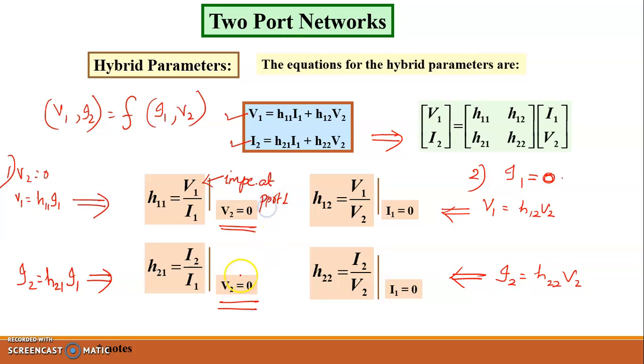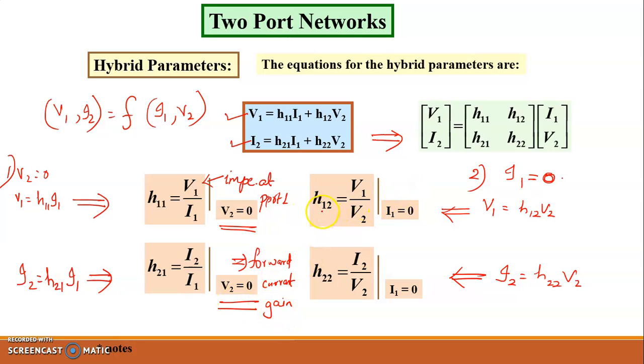Now the second is H21. H21 is actually the ratio between the current I2 and I1, and therefore it is the forward current gain. So in the first case, I am getting H11 and H21, where H11 is the impedance at port 1 and H21 is the forward current gain.